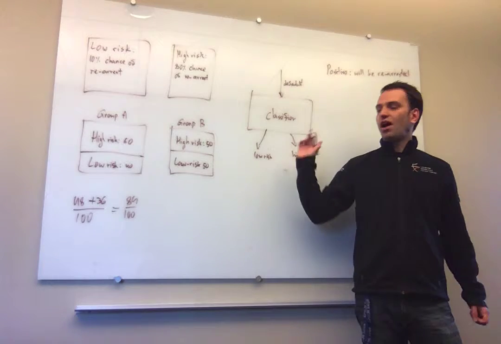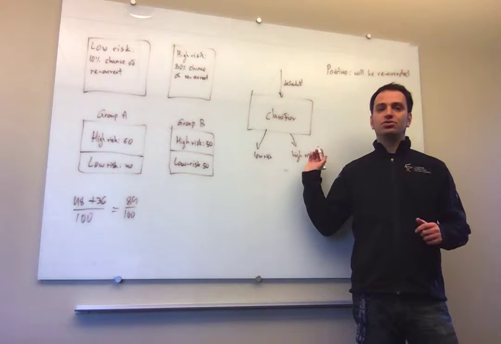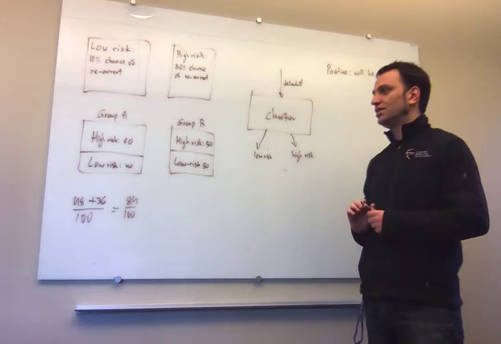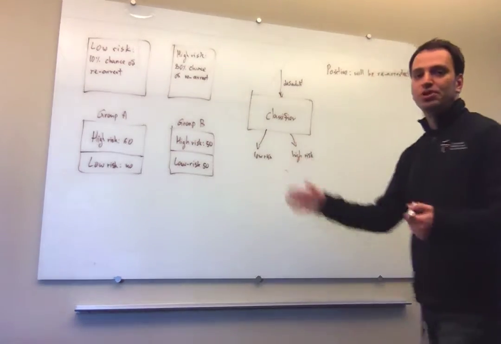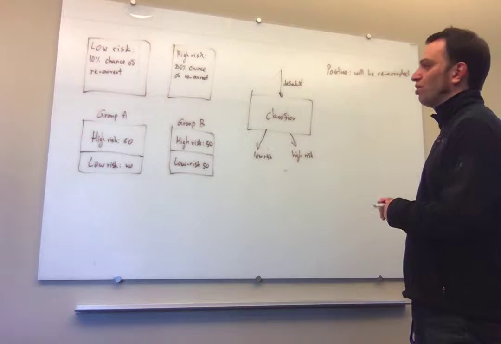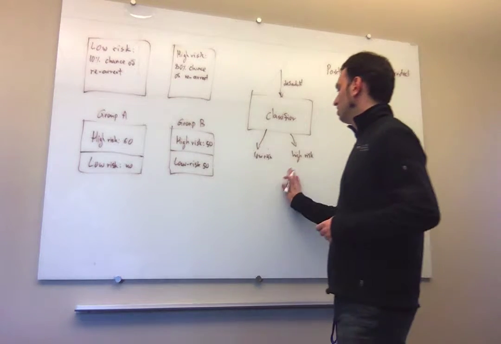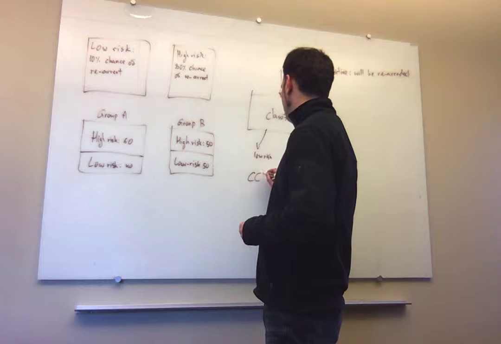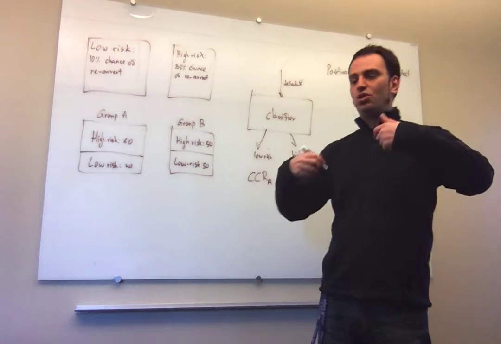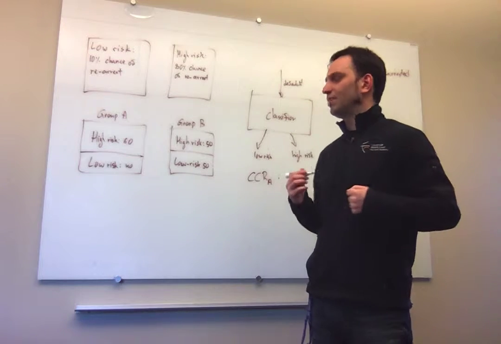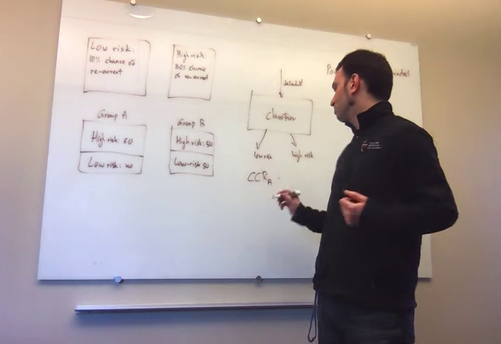So in this video, I want to look at Group A and Group B separately and see what things look like there. So let's try to compute the correct classification rate for Group A. I'll call it CCR A. This would be the number of people who we got correct from Group A divided by the total number of people in Group A.